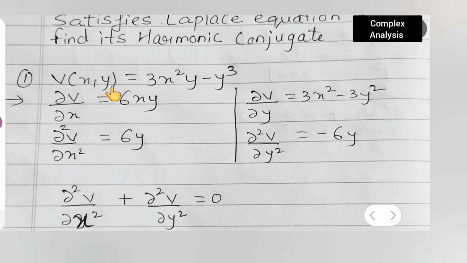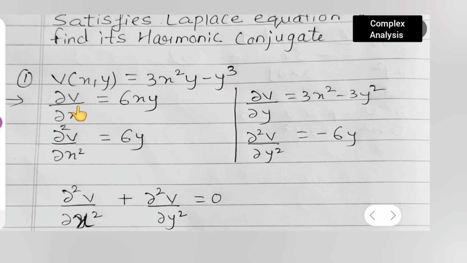So v of x comma y is equal to 3x²y minus y³, given to you all. Now in this, what do we need to find? Here we need to find the value of u. v is given, we have to find u. The previous problem was about u being given, we had to find v. Now v is given, and we need to find the value of u.